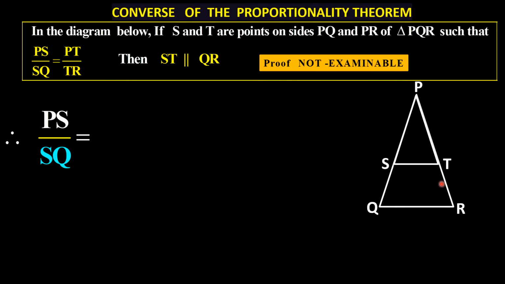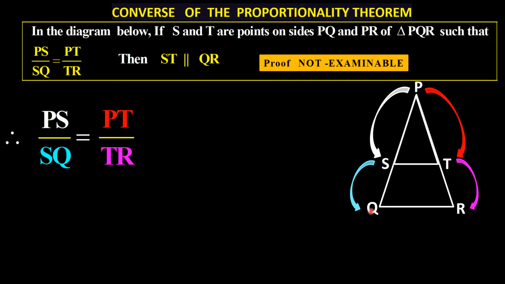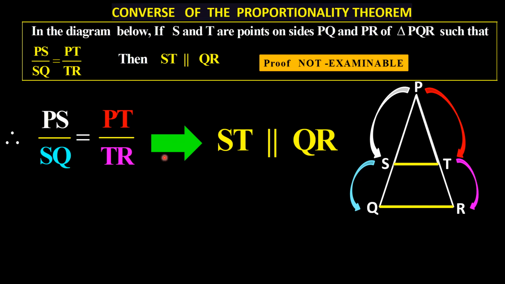If I have PS over SQ and it's the same as PT over TR, this would imply to me that the line ST will be parallel to QR. So if you have the proportion, it implies the line will be parallel. If the line is parallel, then the sides will be in proportion. If the sides are in proportion, the line would be parallel. And this is the converse.